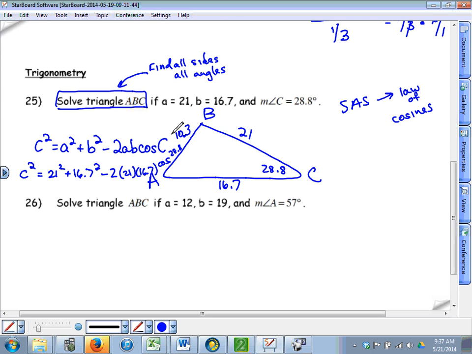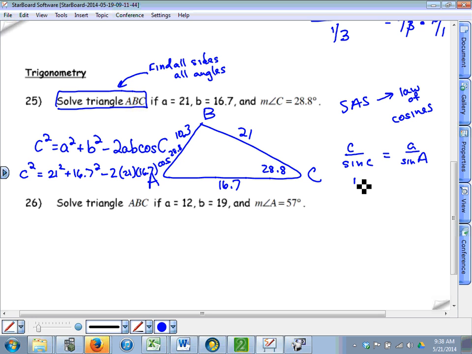So we use law of cosines to find the side, but now we can use law of sines to find an angle. So we could say c over sine C is equal to, which angle do we want to find? Angle A, so that would be a over sine A. We could use this form of the law of sines. You've got to plug in all your known values.